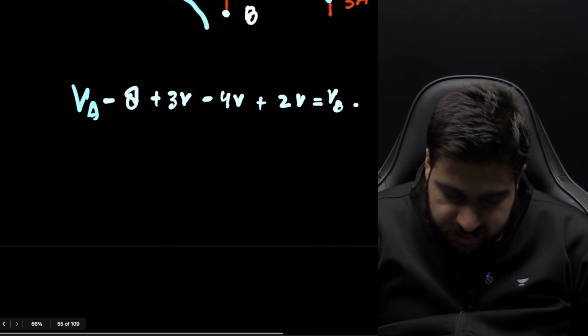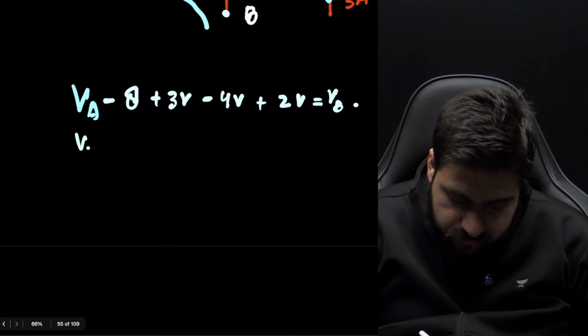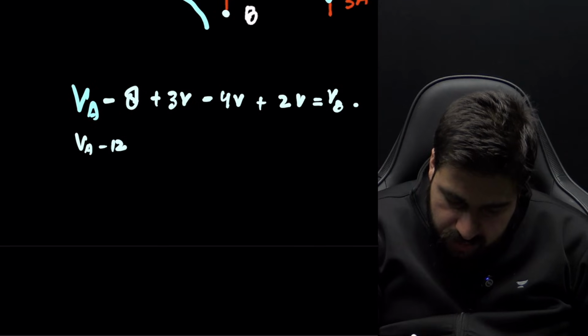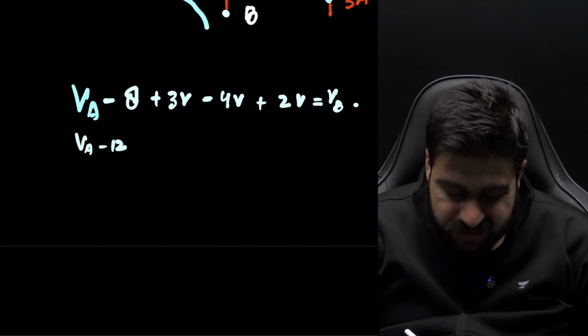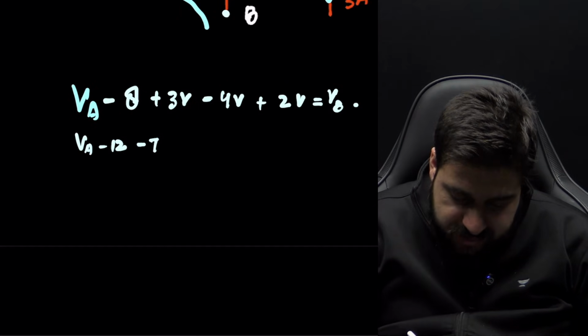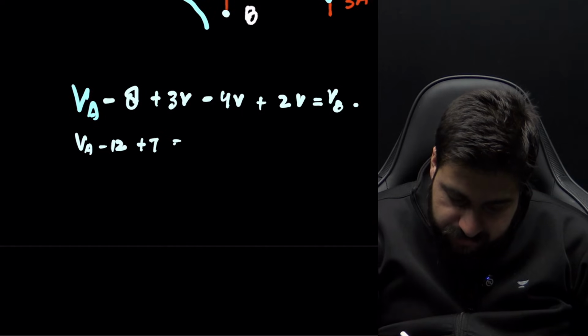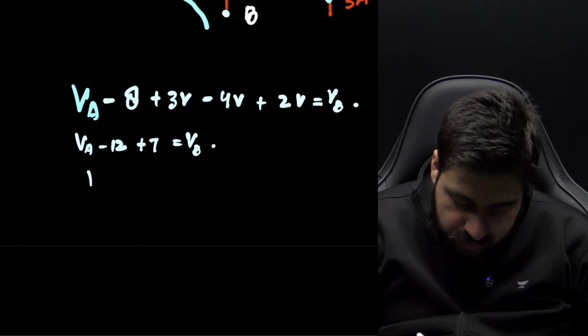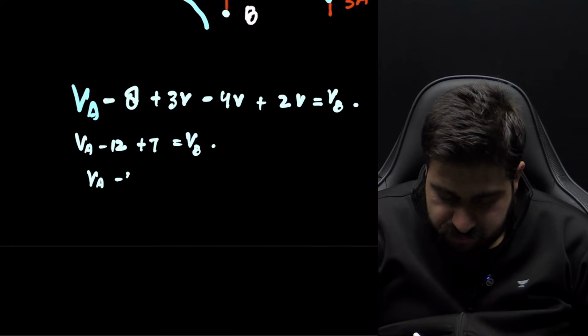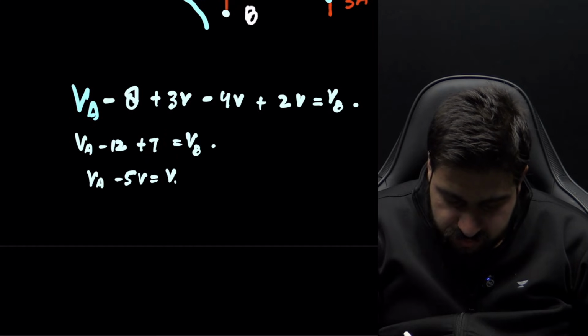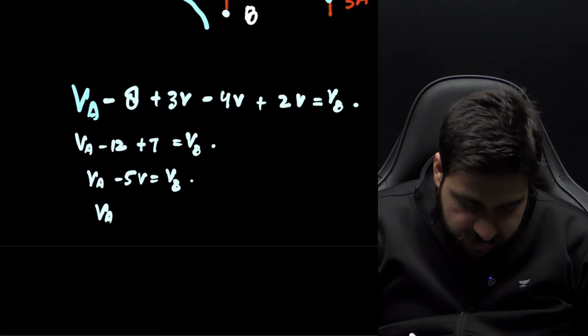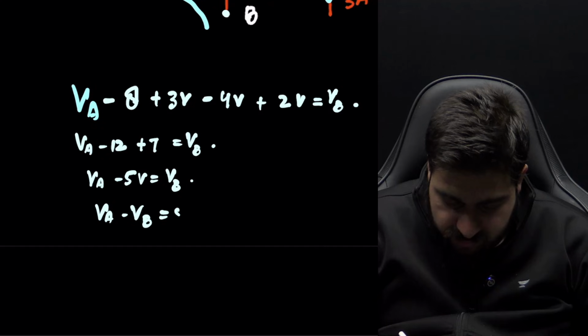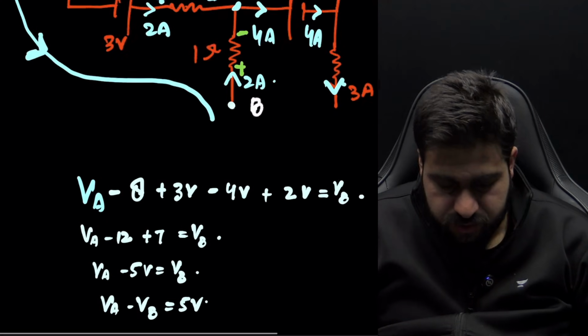Now, minus 8 minus 4 is minus 12. So VA minus 12. 3 plus 4 is 7, minus 7 plus 7 is equal to VB. So VA, this is minus 5 volts, is equal to VB. So VA minus VB will be equal to 5 volts if you take it over here.